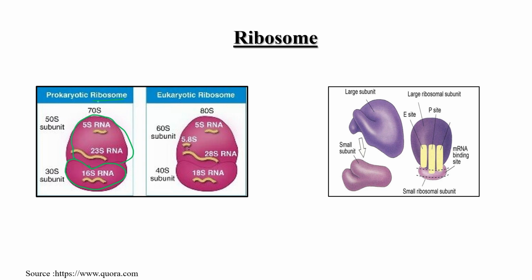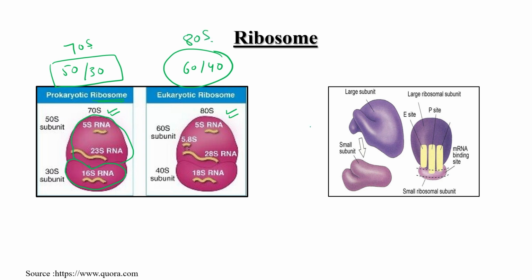And the type of ribosome present in prokaryotes is 70S type, while in eukaryotes it's 80S type. If we further divide these into 50S subunit and 30S subunit, then 50S contains 5S RNA and 23S RNA, while the type of RNA present in 30S is 16S, right? Similarly, we can say 50S and 30S, 50, 30. These are the subunits present in 70S, meaning prokaryotic ribosome, while in 80S, 60 and 40 are present, meaning eukaryotic ribosome.